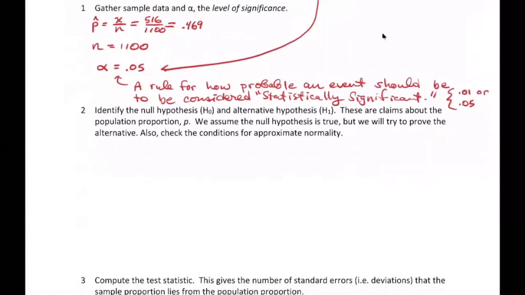Okay, so step 2, it says identify the null hypothesis and the alternative hypothesis. These are claims about the population proportion. We assume the null hypothesis is true, but we try to prove the alternative. Also, we have to check the conditions for approximate normality.